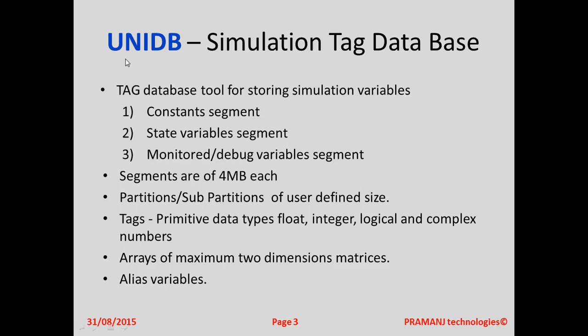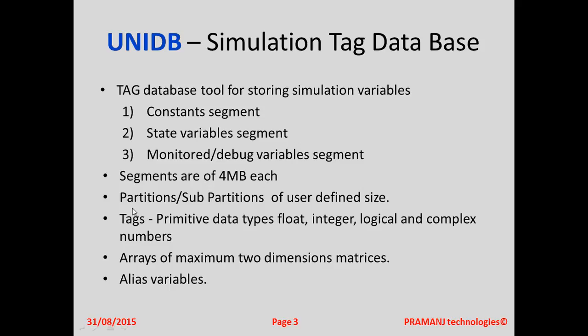UniDB. UniDB is a tag database tool for storing simulation variables. There are three categories of tags in simulation. 1. Constants which define the properties of the simulated plant. 2. State variables which uniquely define the state of the system. And 3. Debug or monitored variables. These are stored in three different segments of 4 megabytes of address space each in the UniDB. The address space can be changed.